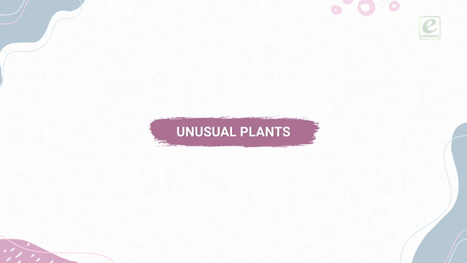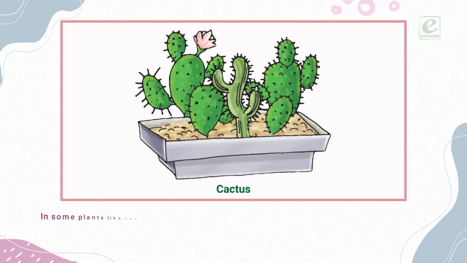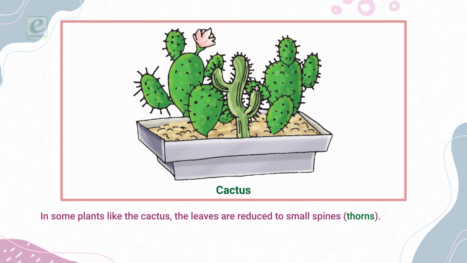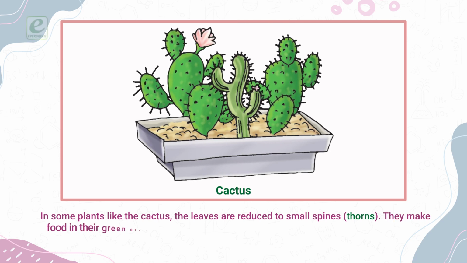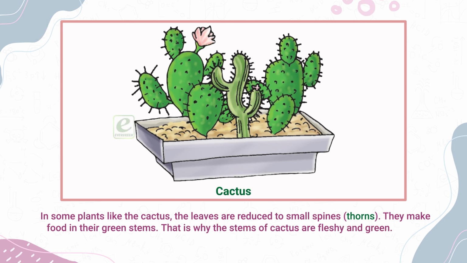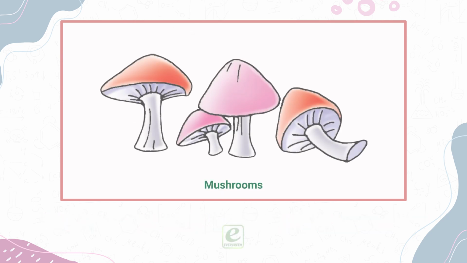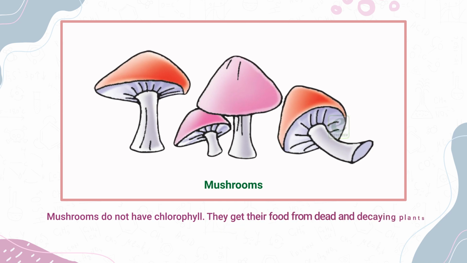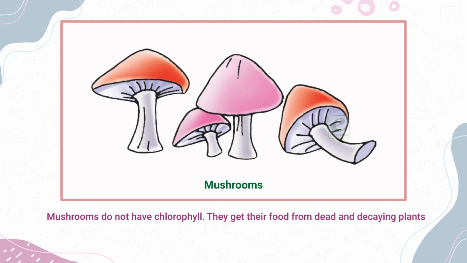Unusual plants. In some plants like the cactus, the leaves are reduced to small spines, thorns. They make food in their green stems. That is why the stems of cactus are fleshy and green. Mushrooms do not have chlorophyll. They get their food from dead and decaying plants and animals.